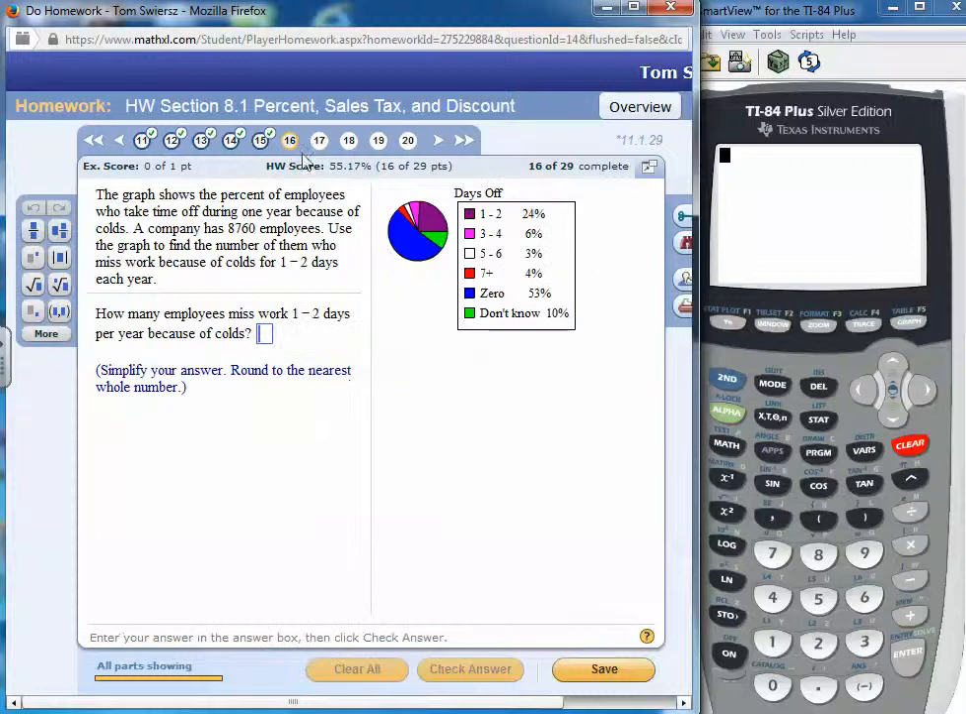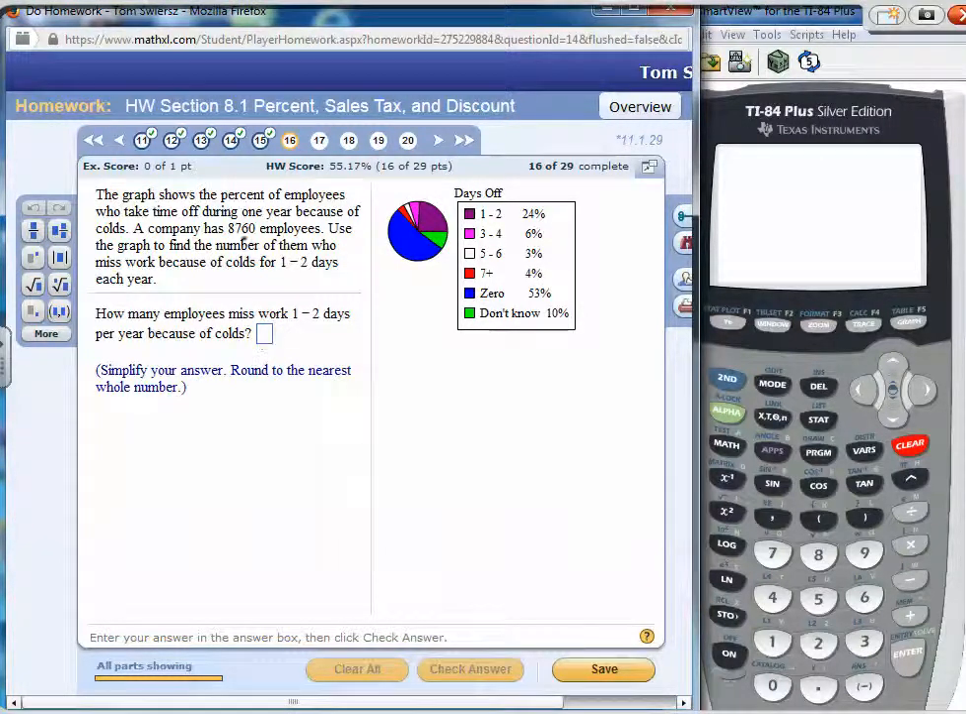All right, very good. Let's look at number 16. The graph shows the percent of employees who take time off during 1 year because of colds. The company has 8,760 employees. Use the graph to find the number of them who miss work because of colds for 1 to 2 days each year. Okay, 1 to 2 days is 24%, right?